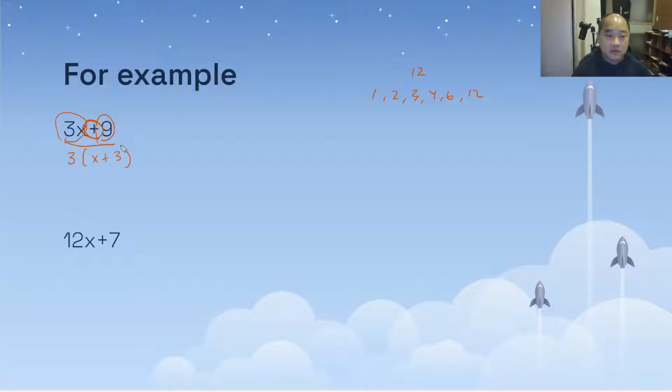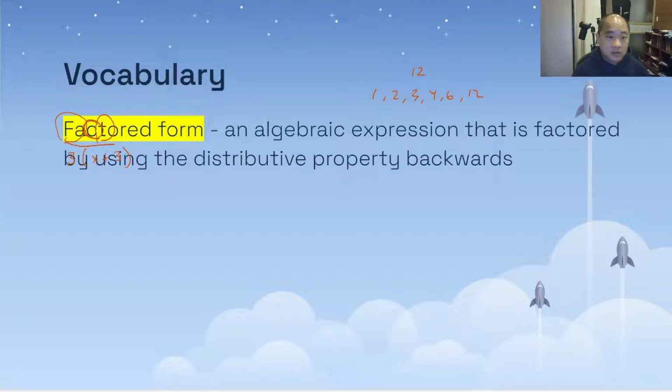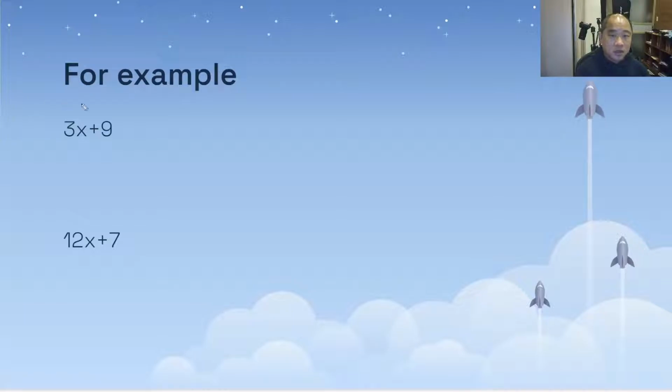Now, factoring, to get the factored form, is basically the opposite of distribution. Distribution and factored form, I'll just write it, are opposites. So if we come back to this page, 3 times x plus 3, if we were to distribute this 3, we would get 3x plus 9 again and return to the original expression.